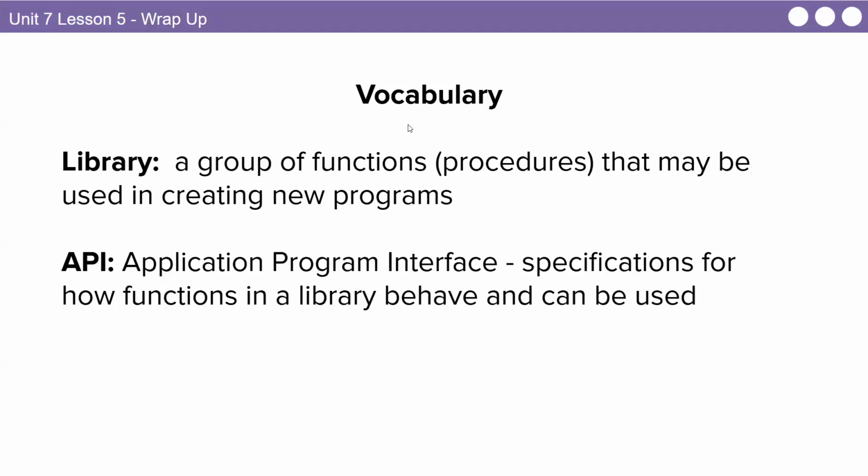So to wrap up, we've now learned about libraries. Libraries are a group of functions that may be used in creating new programs. An API is Application Program Interface, specifications for how functions in a library behave and can be used.